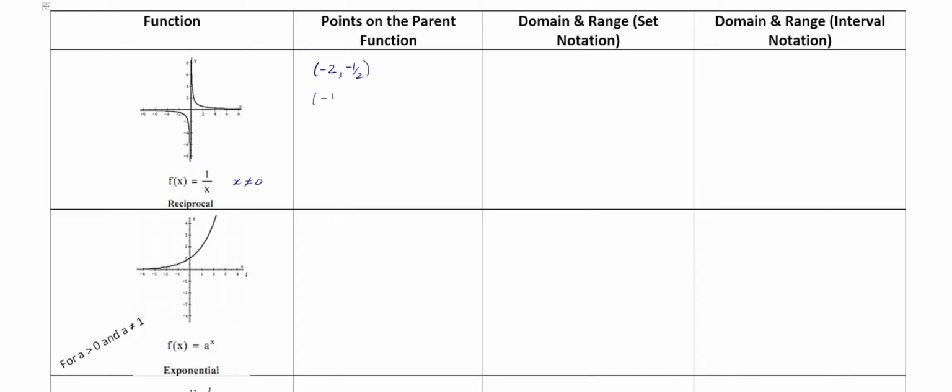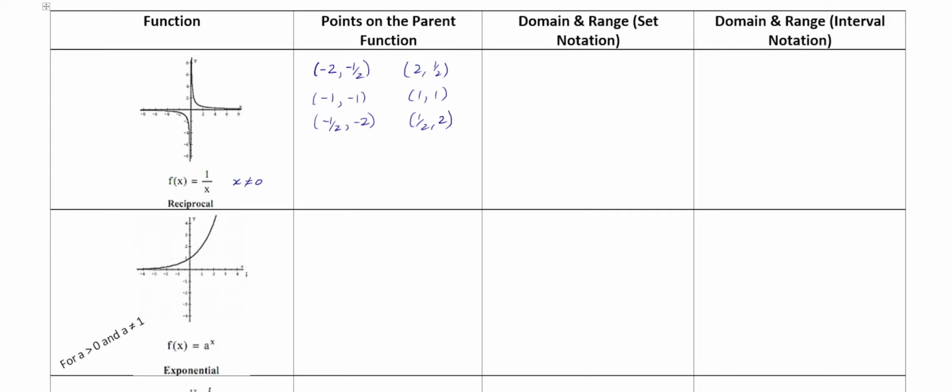I'll go down to -1, or rather up in this case, -1, and the reciprocal of -1 is simply -1. And then I'll choose -1/2 as an x value, because the reciprocal of -1/2 is simply -2. And then I'll do some positive ones. Well, 2 gives 1/2, 1 gives 1, and 1/2 gives simply 2. And there I have it. I've got some points on the parent function that would help me graph it if I needed to.